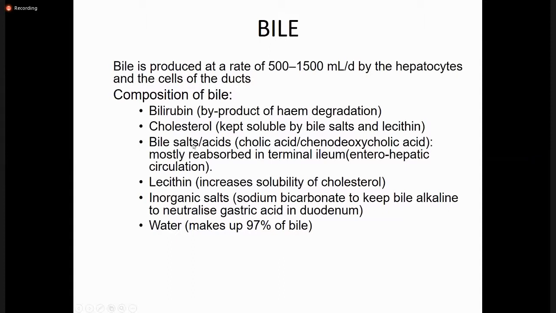The bile salts, which are basically the cholic acid and the oxycholic acid, is usually absorbed by the terminal ileum by the enterohepatic circulation. The lecithin increases the solubility of the cholesterol. The inorganic salts, which are composed of sodium bicarbonate to bile, to keep the bile alkaline, to neutralize the gastric acid in the duodenum. And the water content is approximately about 97%.